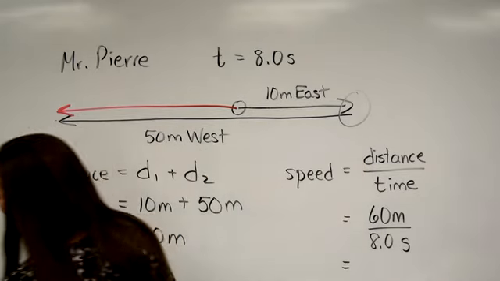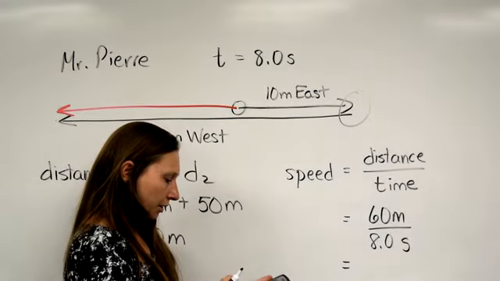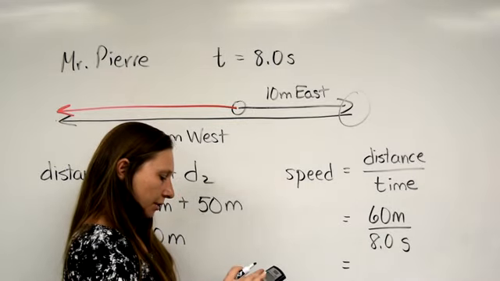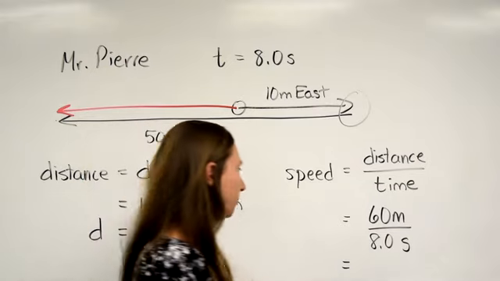So what was Mr. Pierre's speed? All right, 60 divided by 8, okay, 7.5.